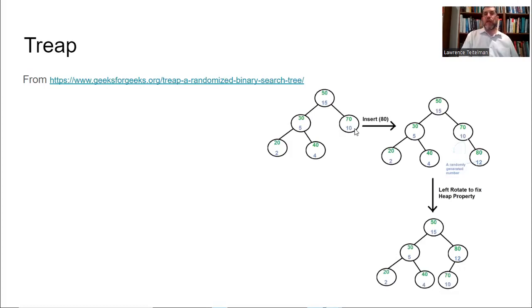So we are inserting an 80, right? Where does 80 go from a binary search tree perspective? On the right side, right, of 70. It goes there, and it's assigned a random number. Again, I don't know what range it's coming from, but somehow it landed up with the random number 12. What's the problem with our data structure right now?